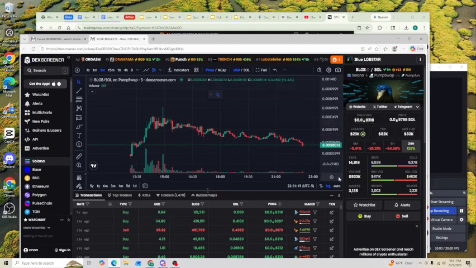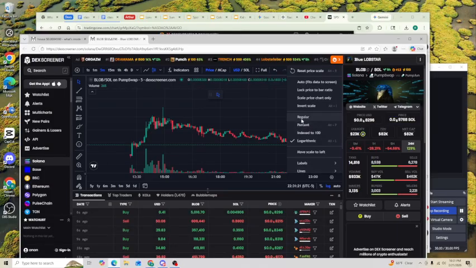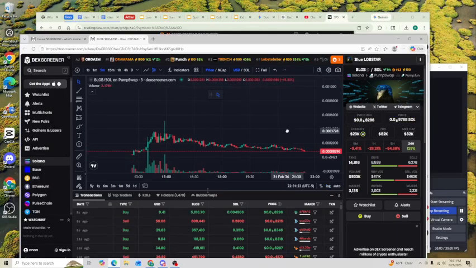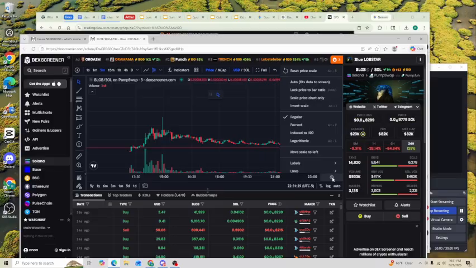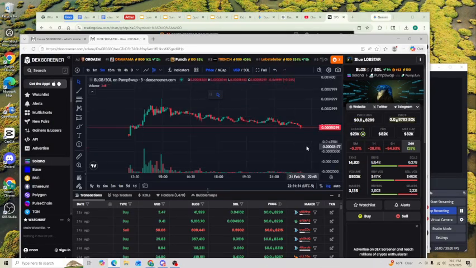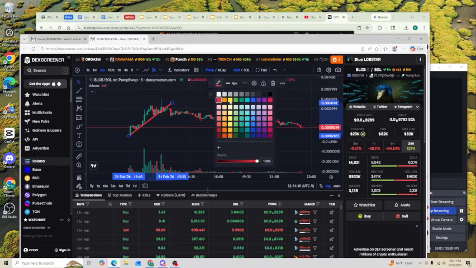Again, here's the initial move. I want to make sure we're in logarithmic. This would look like this if we were in regular. But let's go to logarithmic. All right, so we got that. This is a little different. This is not the normal pattern that I'm used to.